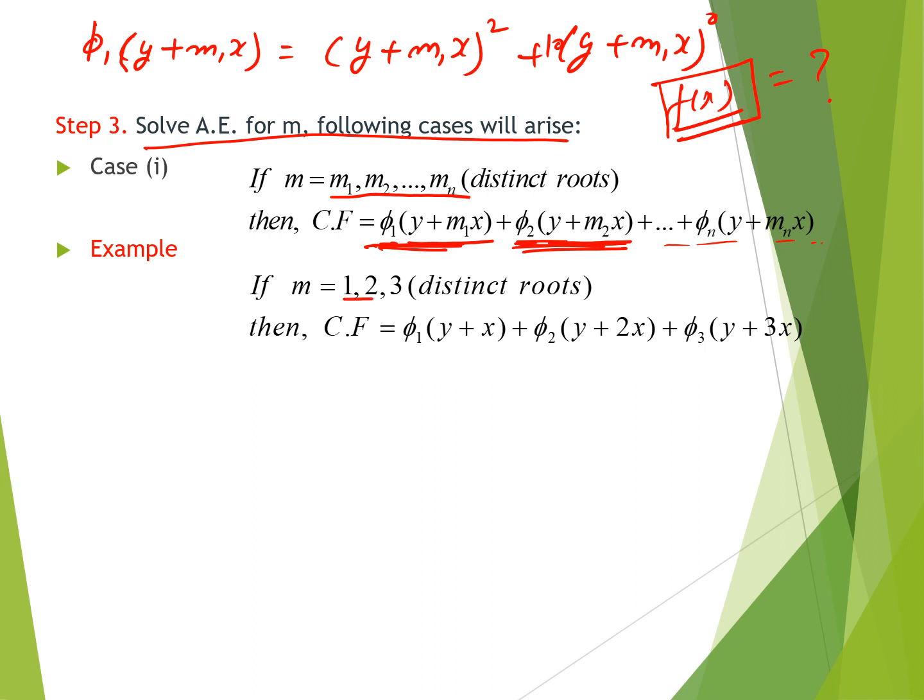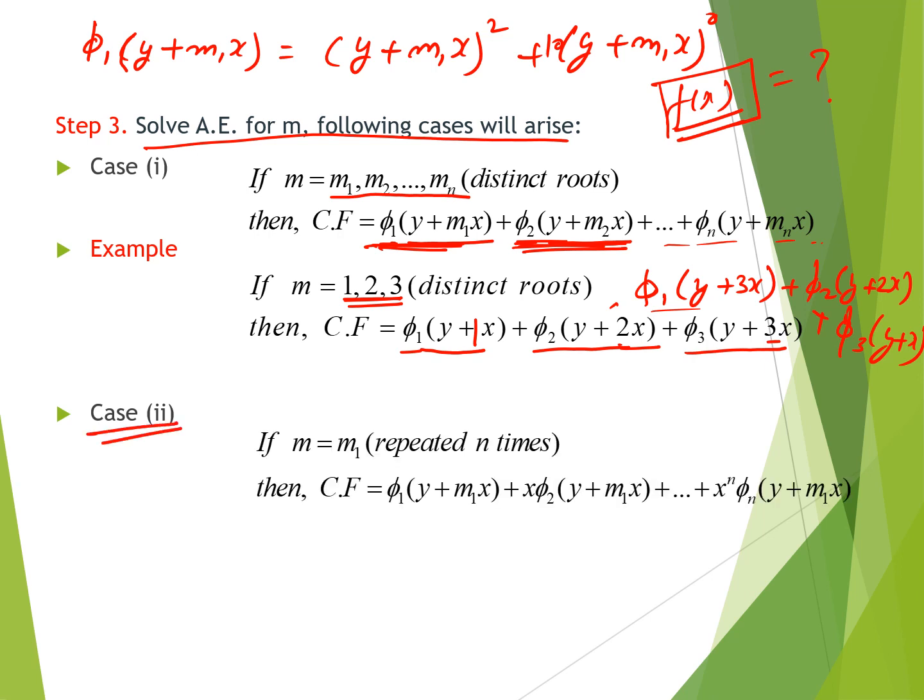Like if the roots of the particular auxiliary equation are 1, 2, 3, then the CF will be phi1 of (y plus m1x), phi2 of (y plus m2x), phi3 of (y plus m3x), for all the roots. If you swap the roots, suppose someone writes phi1 as y plus 3x, phi2 as y plus 2x, plus phi3 as y plus x, it is also right.